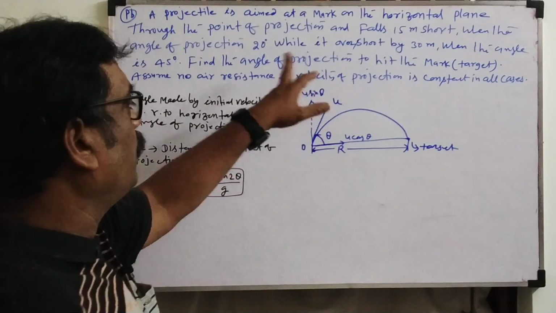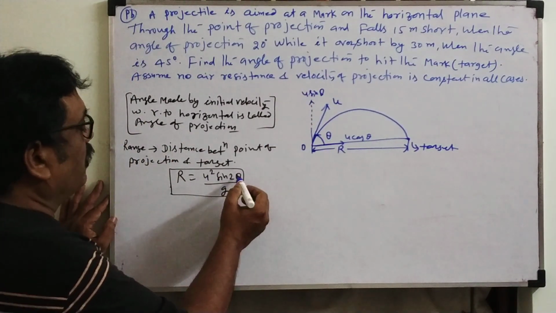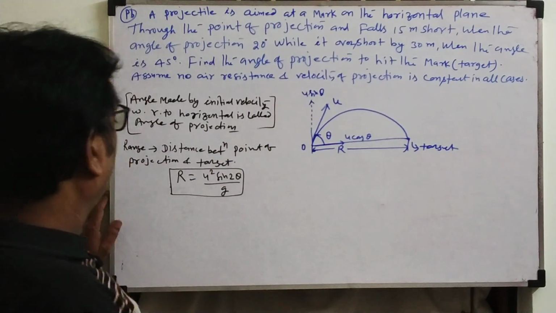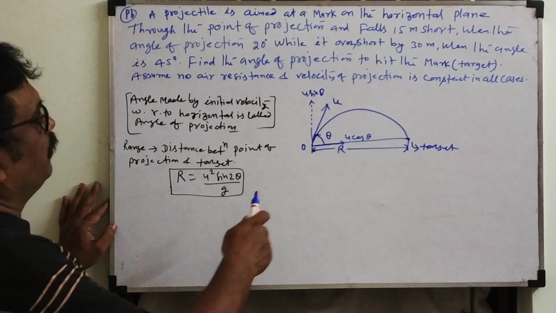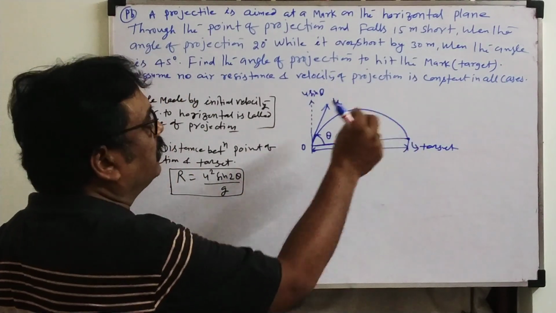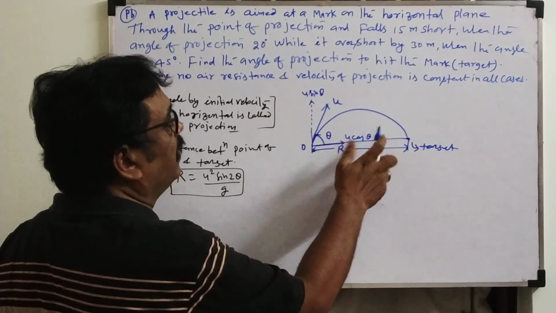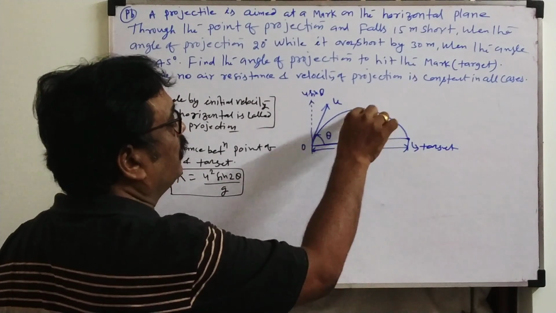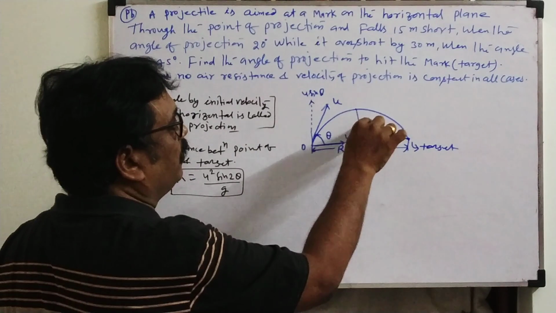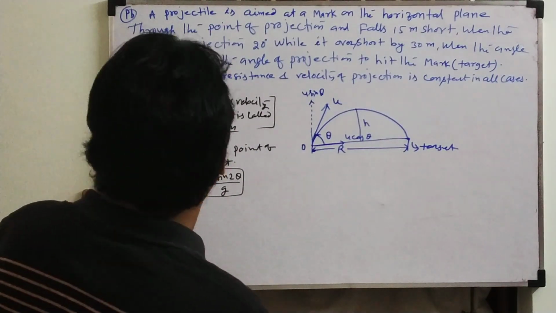For this particular problem we need the range formula. The range formula is u square sin 2 theta by g. For the problem I am going to discuss today, this formula will be used. So this is the basic concept here. If you throw the ball, it will follow a parabolic path. Once it hits the ground, that is known as the target. This is known as range. What is the maximum height? When the final vertical velocity becomes zero, that height will be the maximum height. Okay, so this is the basic concept.